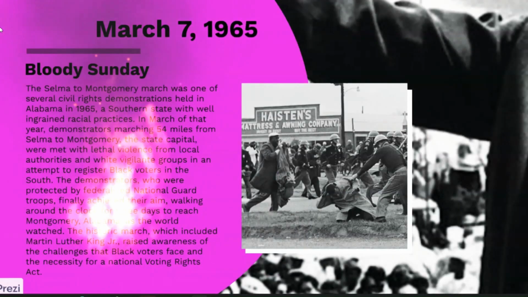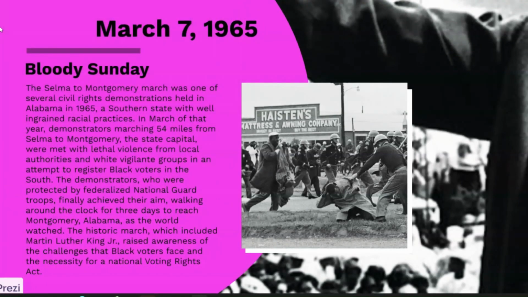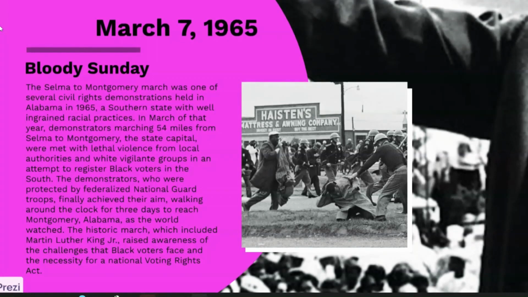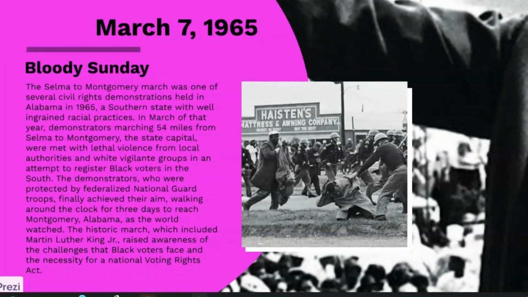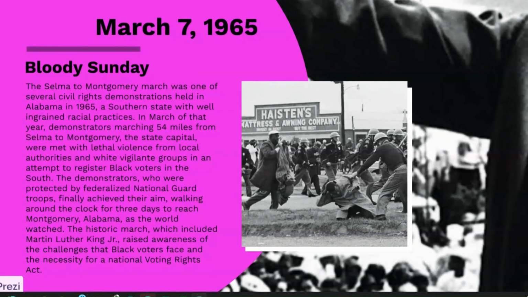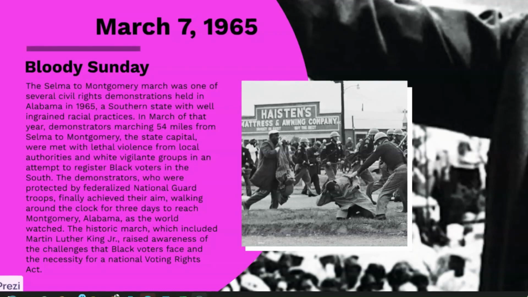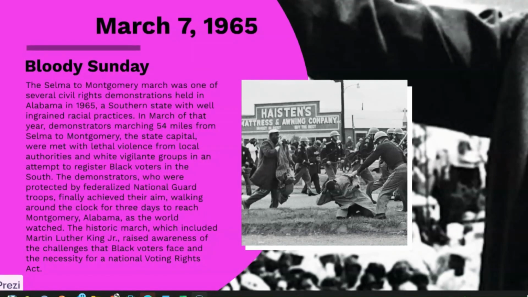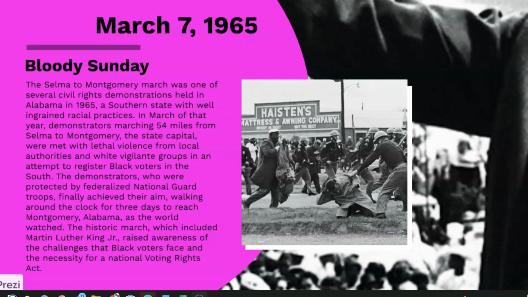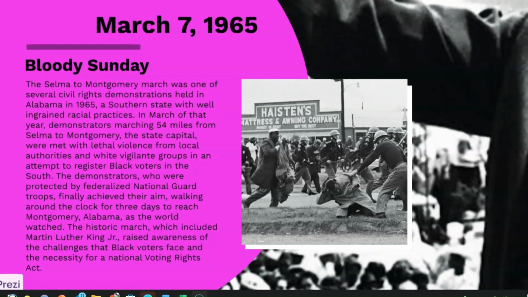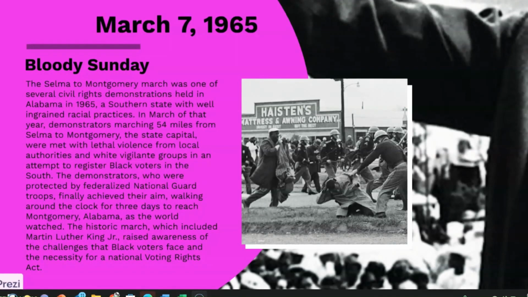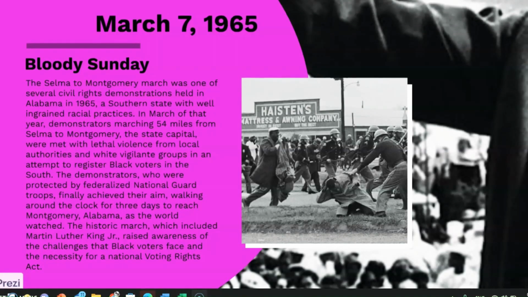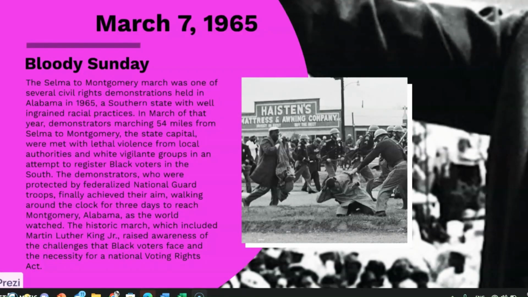March 7, 1965, Bloody Sunday, where police, state troopers, and citizens violently attacked civil rights marchers attempting to cross the Edmund Pettus Bridge in Selma, Alabama. Later that month, demonstrators marched 54 miles from Selma to Montgomery, the state capital, and were met with violence from local authorities and white vigilante groups in an attempt to register black voters in the South. The marchers, who were protected by federal National Guard troops, finally achieved their aim, walking around the clock for 3 days to reach Montgomery, Alabama. As the world watched, this historic march, which included Martin Luther King Jr., raised awareness of the challenges that black voters face and the necessity of a national Voting Rights Act.